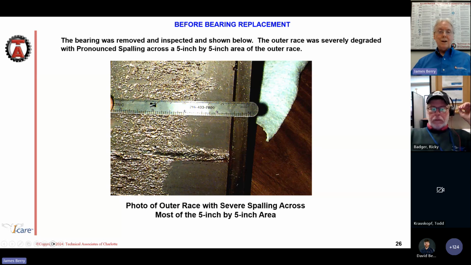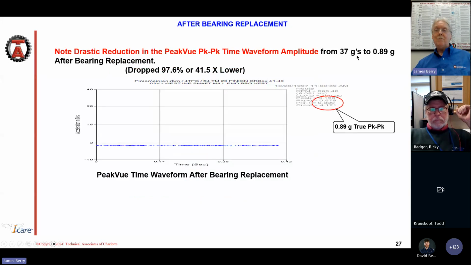Here's where the crack initiated, and then it propagated all throughout the entire outer race, which damaged the inner race too. We're just showing you the worst part of the bearing itself. And because of this bearing problem, it caused problems with what it was supporting, which in fact was the gear. The gears were also damaged, but the bearing was totally gone. Okay, so after replacement, the amplitude dropped from 37 Gs down to 0.89 Gs, a little bit over 40 times lower. That's from the waveform.